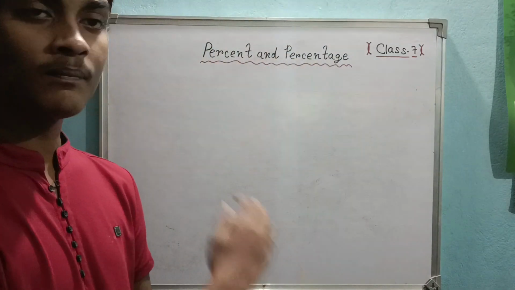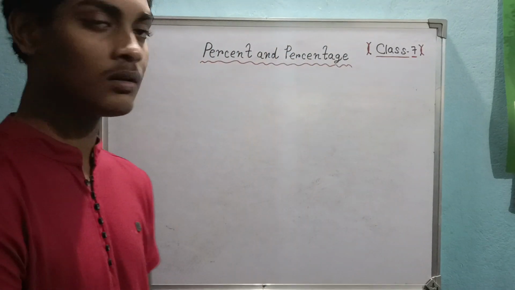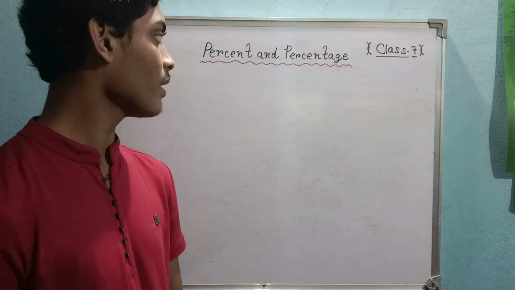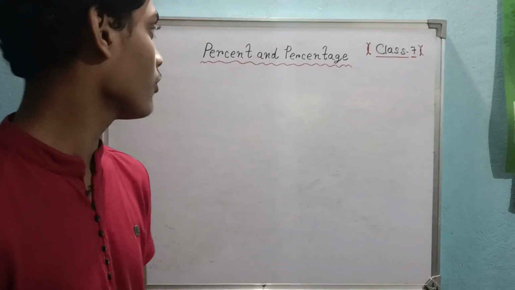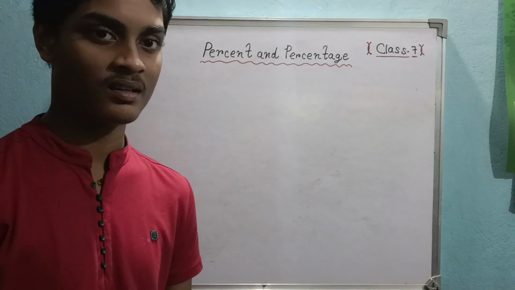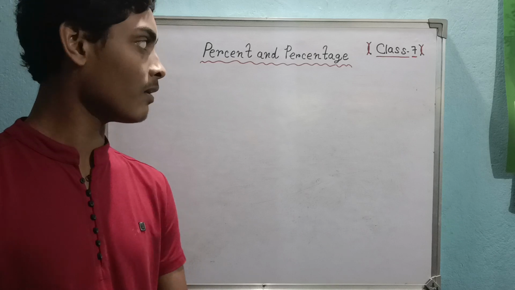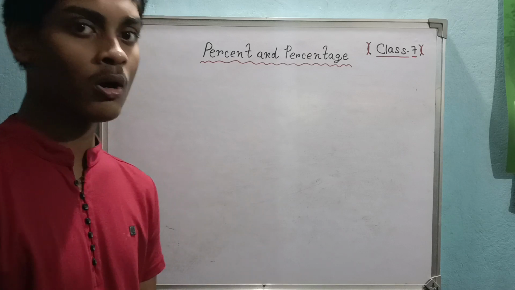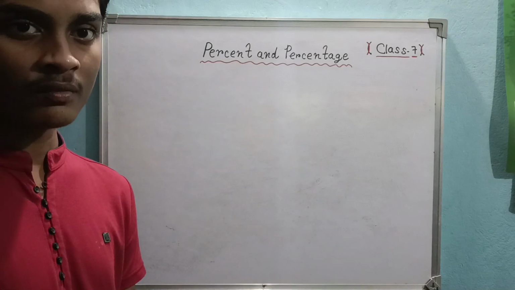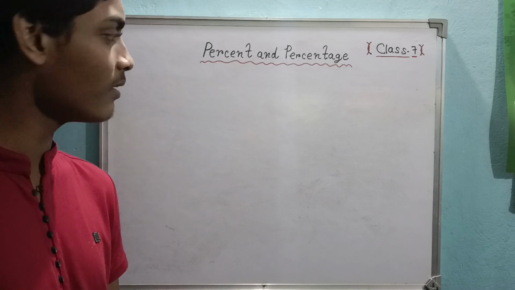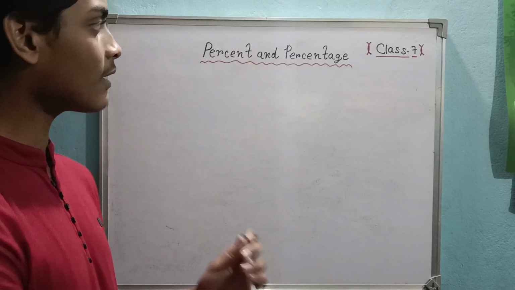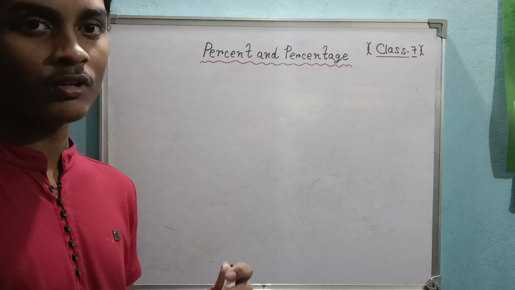So today we will start a new chapter for class 7, and I have chosen an easy chapter actually for you. It is percent and percentage. In the last videos of class 7 we finished the chapter of simple linear equations. We did a lot of sums and word problems. So this is actually the easiest chapter of class 7 according to me.